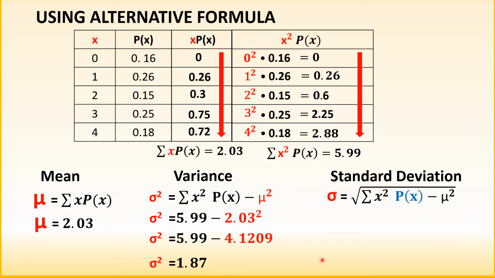Let's go now to the standard deviation. So, standard deviation is equal to the square root ng variance natin. So, ang variance natin ay 1.87. So, standard deviation is equal to the square root of 1.87 and the square root of 1.87 is 1.37. So, this is now our standard deviation.